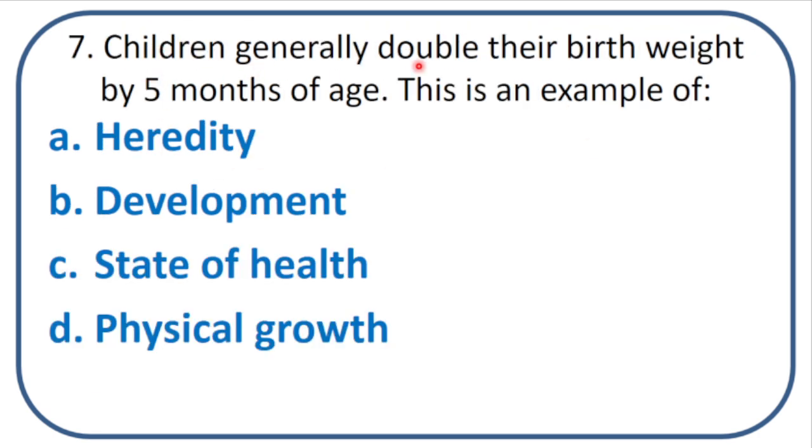Children generally double their birth weight by 5 months of age. This is an example of heredity, development, state of health, or physical growth?